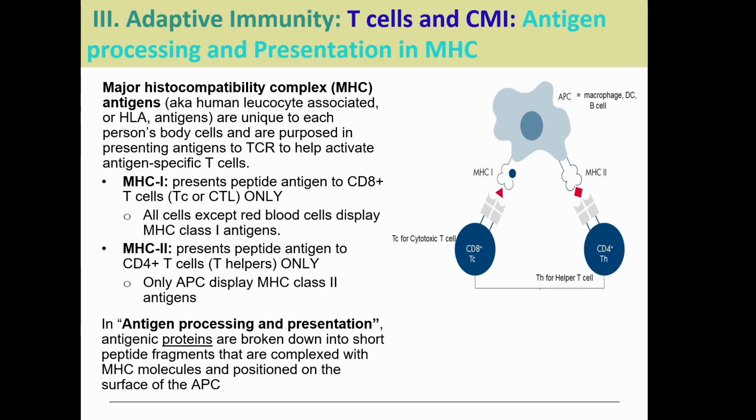Now, in order to present these antigens, we have to go through what's called antigen processing and presentation. We don't show the entire protein, the entire antigen. We take that antigenic protein and break it down into specific short fragments, which are combined with the MHC molecules and put onto the surface of the antigen presenting cell. So we're not presenting the entire antigen, just certain fragments.